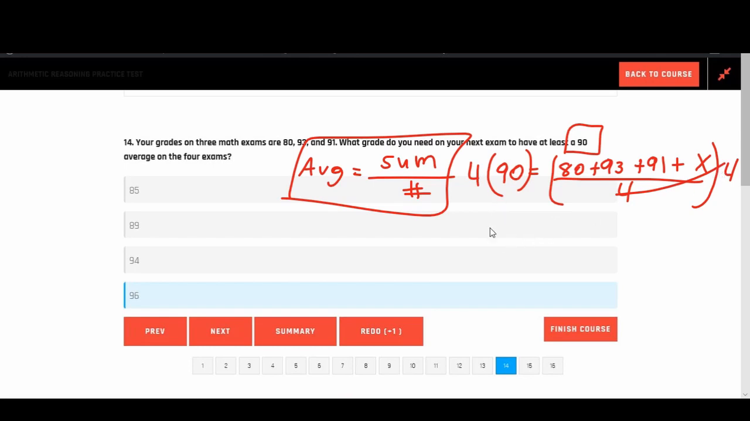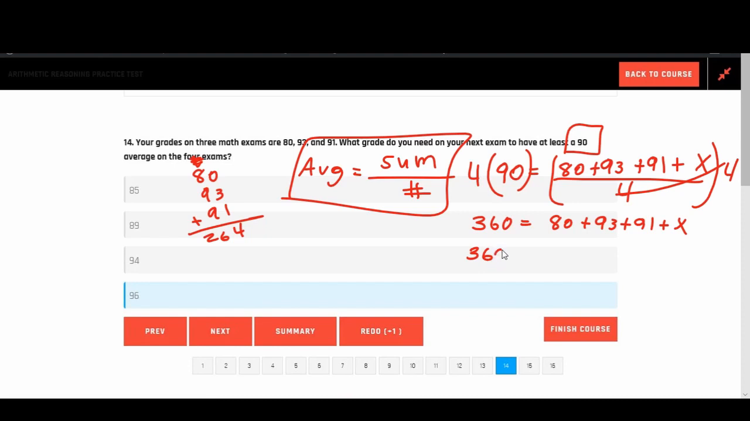This crosses out. 90 times 4 is 360. Again, 9 times 4 is 36. Therefore, 90 times 4 is 360. This gives us 80 plus 93 plus 91 plus x. We're going to go ahead and sum 80, 93, and 91. Okay, 0 plus 3 plus 1 is 4. Let's make sure I copied that right. You don't need to carry a 1, sorry about that. 9 plus 9 is 18 plus 8 is 26.